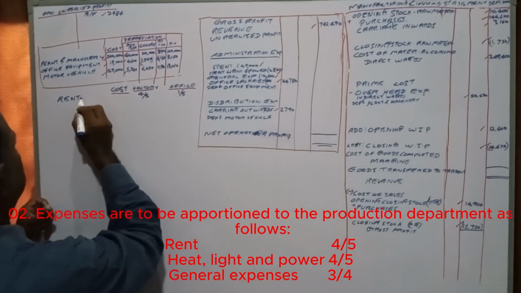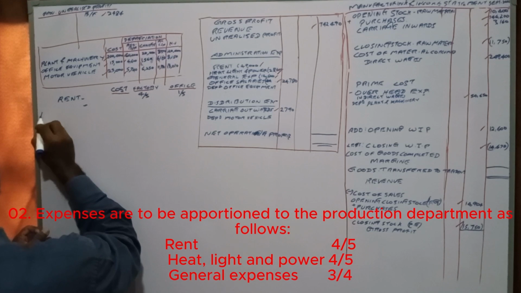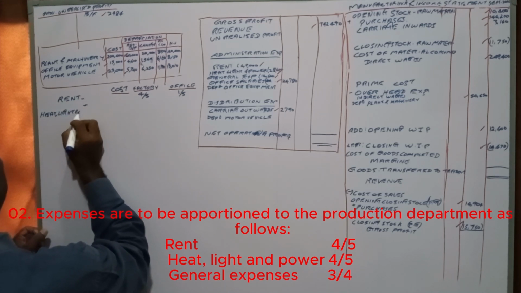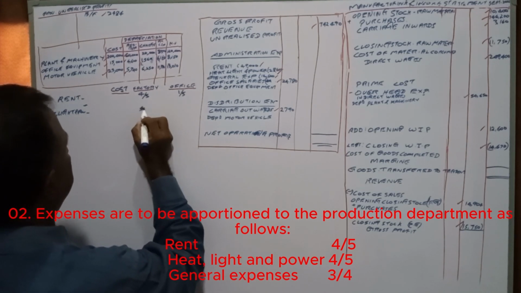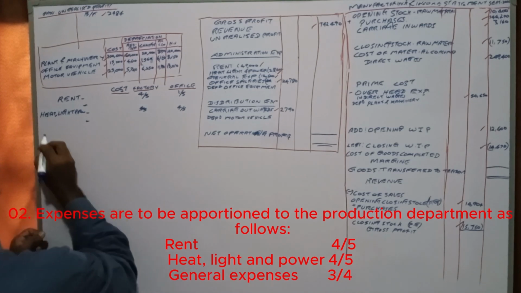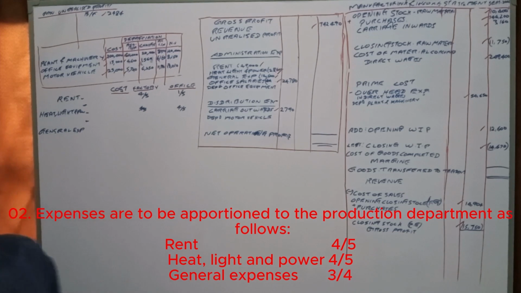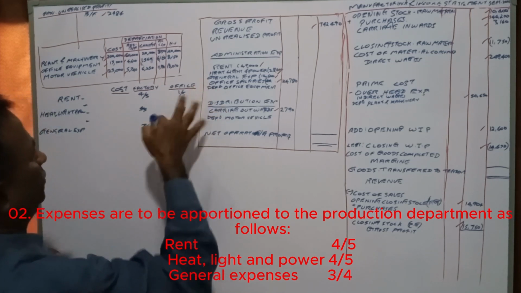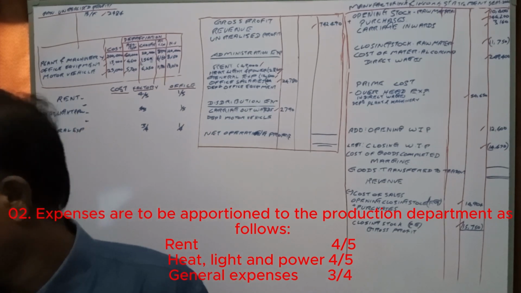Cost should be apportioned here. Rent, heat, light and power. How is it apportioned? Three fourths, or four fifths. Then the next one is general expenses, that is three fourths, and in the sense one fourth. This is one fifth. Given the information, we can make the chart based on this.